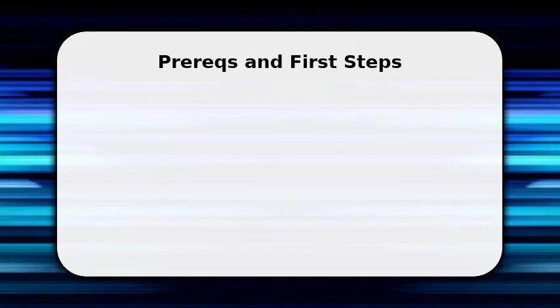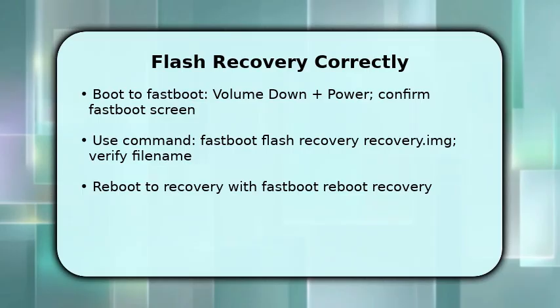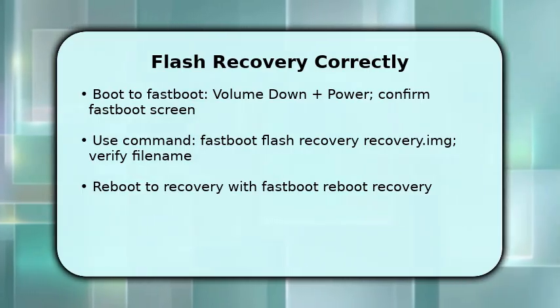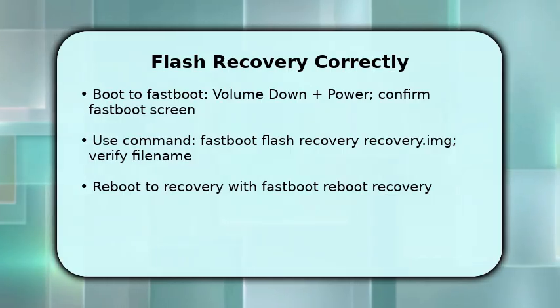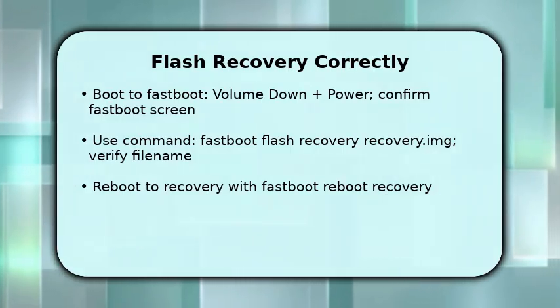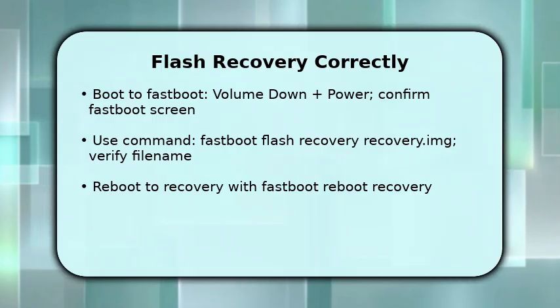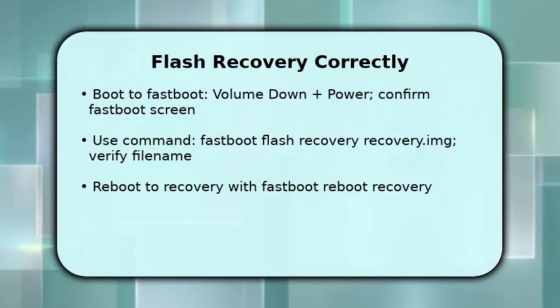You will flash the recovery now. Connect the phone to your PC, open a terminal in the folder with the recovery image, and confirm fastboot devices lists your phone. Then run fastboot flash recovery recovery.img, making sure the file name matches exactly and the image is for your model. This replaces the corrupted recovery partition.